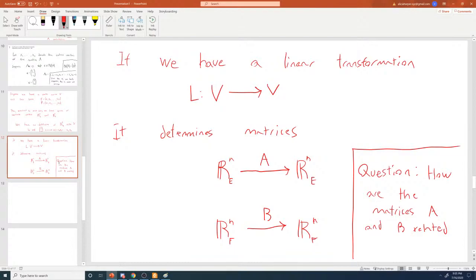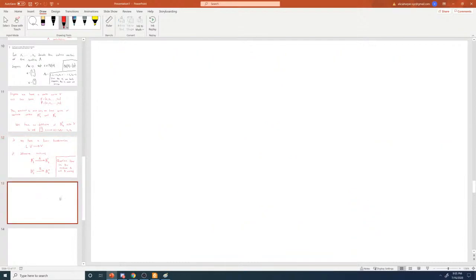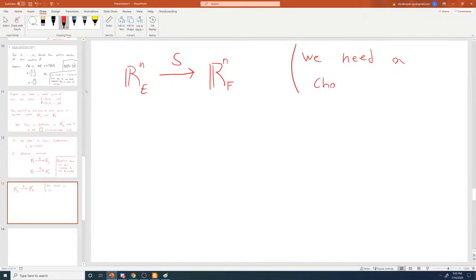So here's how we can answer this. What we need to do is find a map, say from Rn E to Rn F. We'll call it S. And so what we need is a change of basis map, or a change of basis matrix. Let me explain very briefly how S works.